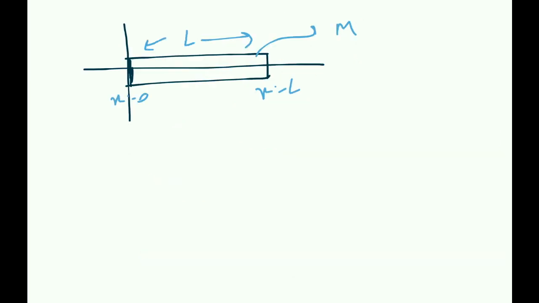Going back, this is our example, right? x goes from 0 to L. Now how do I find the center of mass of this rod?